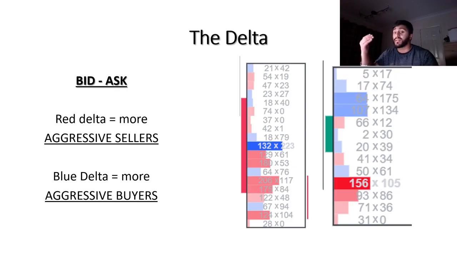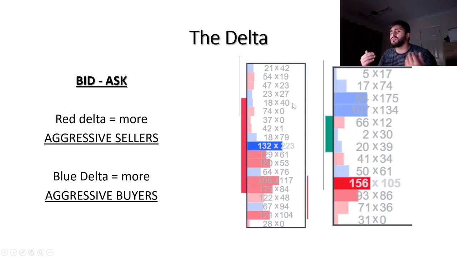Now blue is the opposite. There's the bid and the ask is a positive number, right? So the bid minus the ask is above 0. There's more aggressive buyers than there are aggressive sellers. And this tells us that, again, there's more aggressive buyers than there are aggressive sellers, right? That's the basic concept of delta.